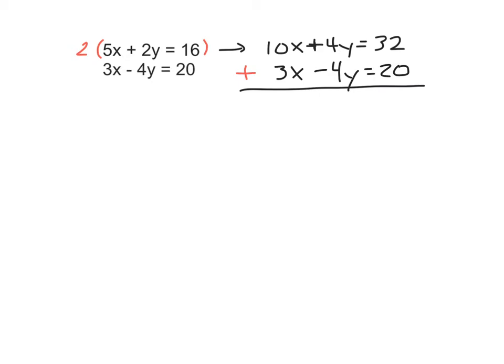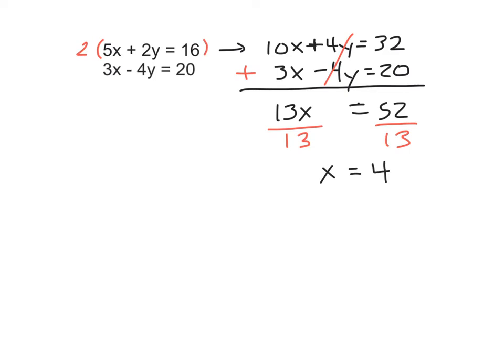So 10x plus 3x is 13x. Positive 4y plus negative 4y will eliminate our y's. And then 32 plus 20 is 52. Now to solve for x, because we eliminated y, we divide both sides by 13. And we get x equals 4.